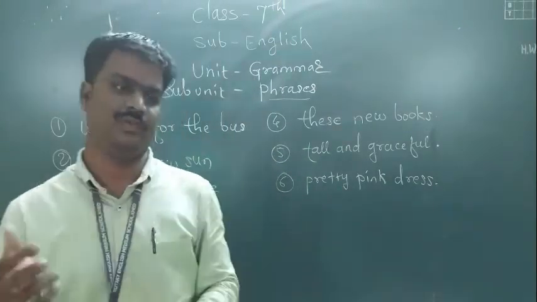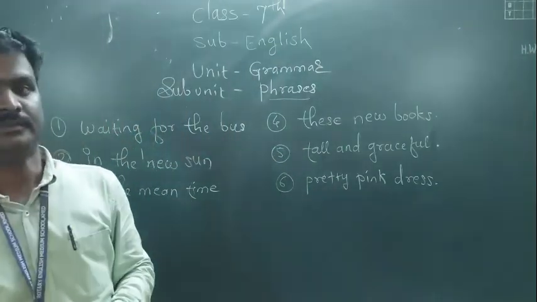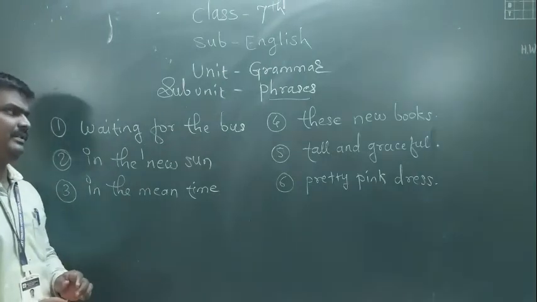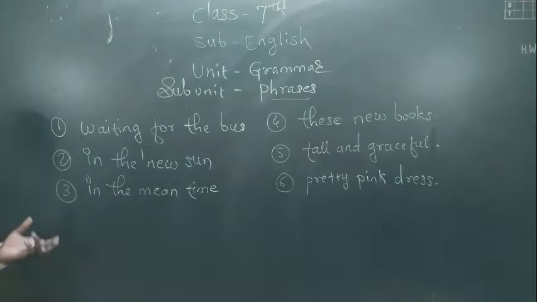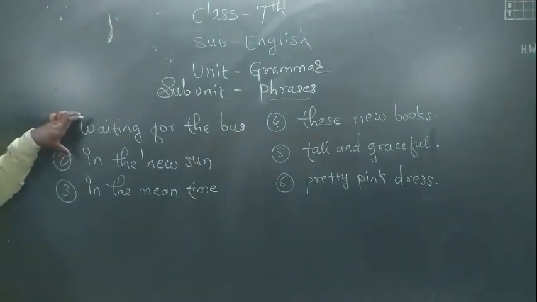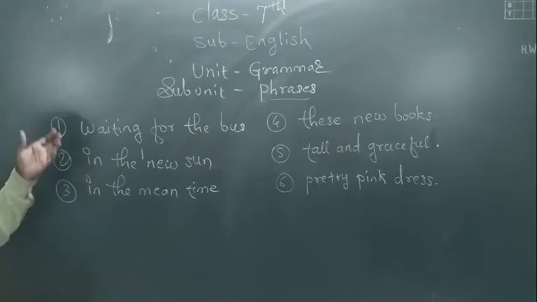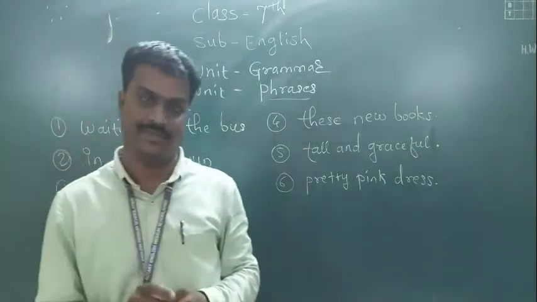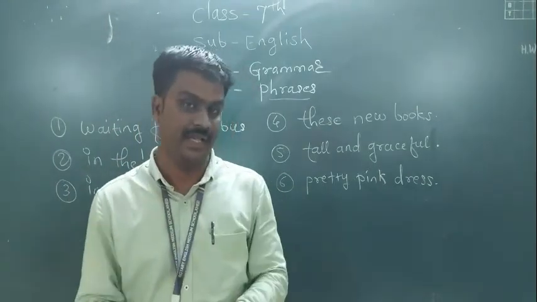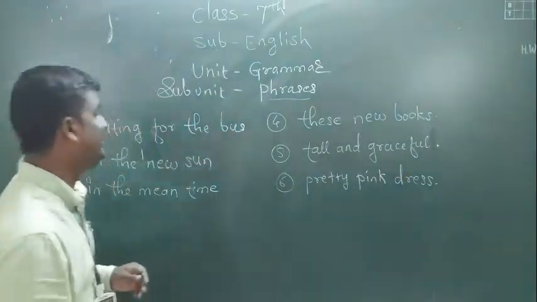See, it is a group of words. But by this group of words, we are not getting perfect meaning or perfect sense. And it does not have a subject and finite verb. We are not getting that from this. And so, friends, it is called a phrase.